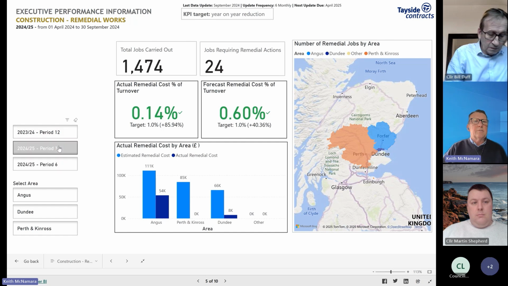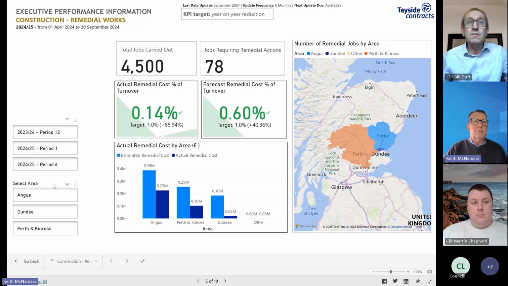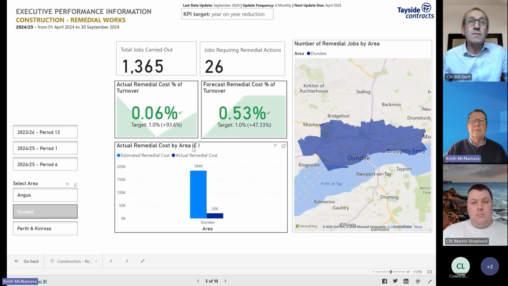And again, we can break it down by different periods, and we can also break it down by different council areas. So, for example, there's the Dundee breakdown as well. So again, it gives that ability to go down into the detail too.